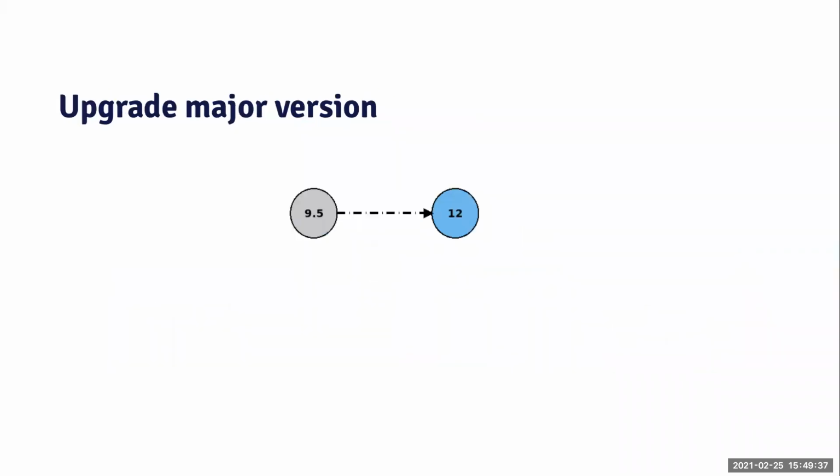So it allows you to do upgrades from version 9.5 to 12. This would be maybe one of the main reasons to use logical replication, because it allows you to have a nearly zero downtime upgrade.